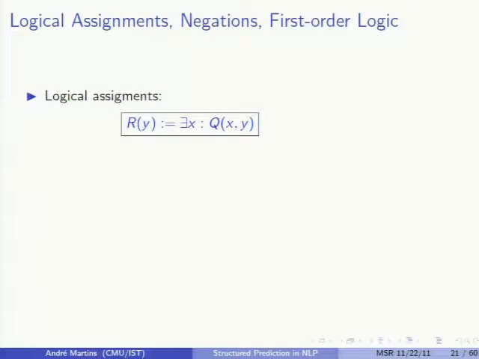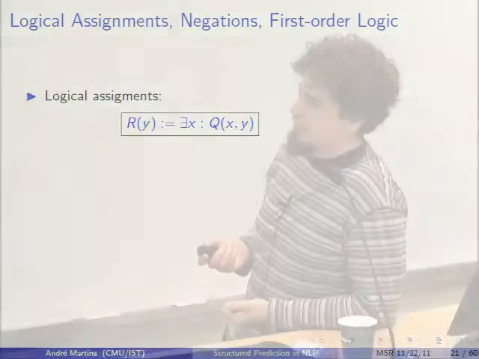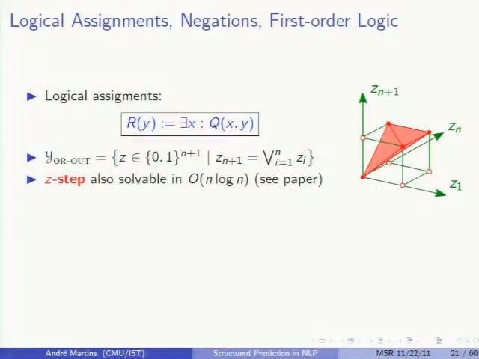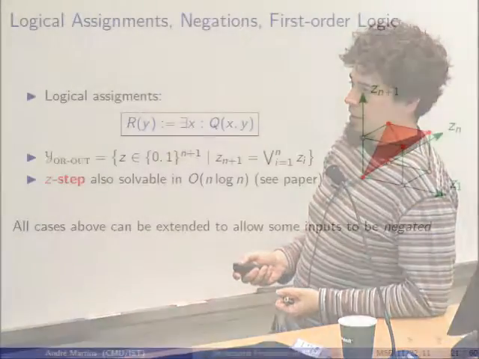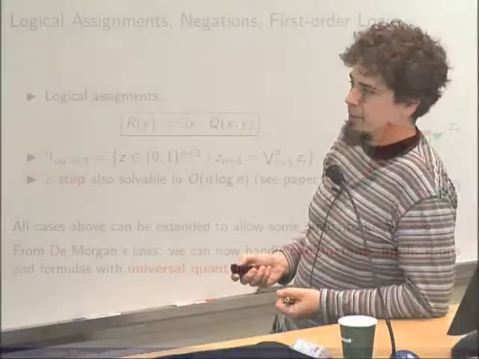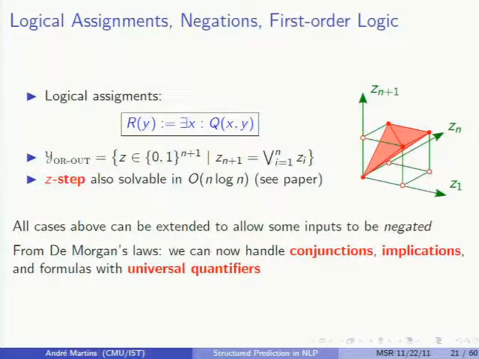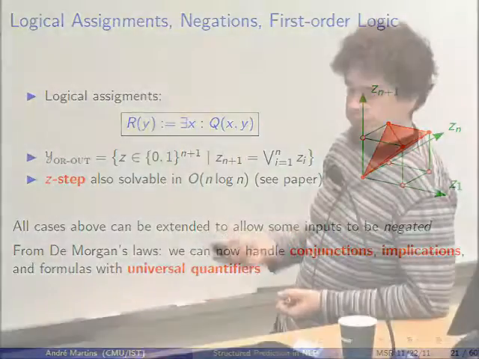So there are other examples involving first-order logic constraints. For example, you can introduce a new variable to the model, which is the disjunction of existing variables. This is useful, again, to make our model richer by adding a specific potential for this new variable. In that case, you obtain a nice polytope as well, and you can also solve this with a sort. Although in this case, it's a little more tricky, but you can do it. This can be extended if we negate inputs, and you can essentially deal with any first-order logic constraint by doing this. So everything is just solvable with sort operations.